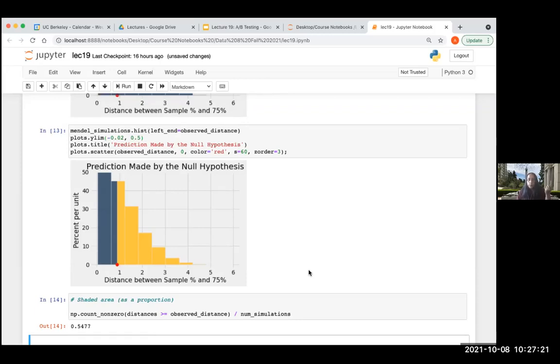Right, so what we're saying is that if Mendel's model is good, then we have almost a 55% chance of getting a distance like the distance that Mendel observed, or even bigger. So that's a substantial chance. So the null hypothesis prediction and the data seem consistent.